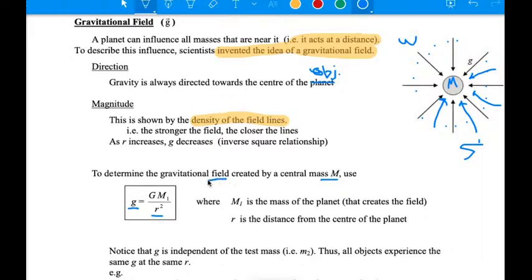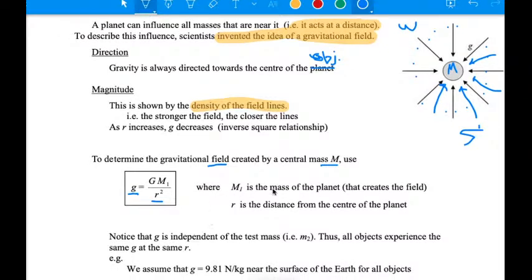A field is not a force. A field is always there, and it has the potential to create a force when a second mass is brought near it. So in order to find the field strength, independent of a second mass, we need the mass of our large object that is creating the field, in this case a planet, and we need the distance from the center of the planet. The same distance away from the planet, if we're looking at the end of all of these lines, is going to have the same gravitational field strength.